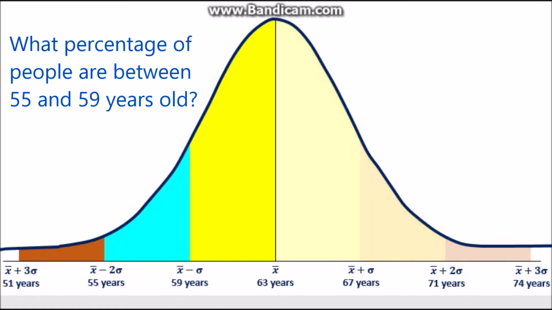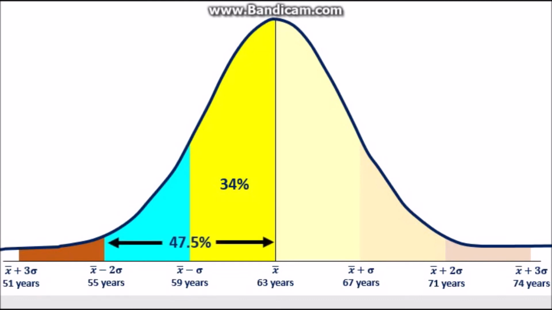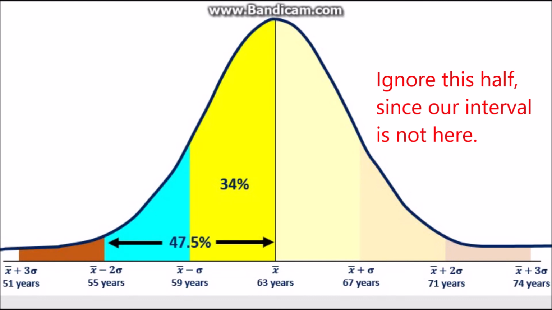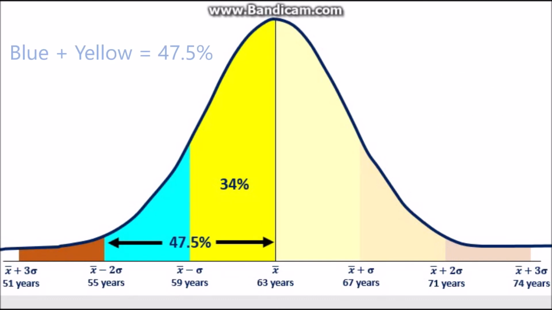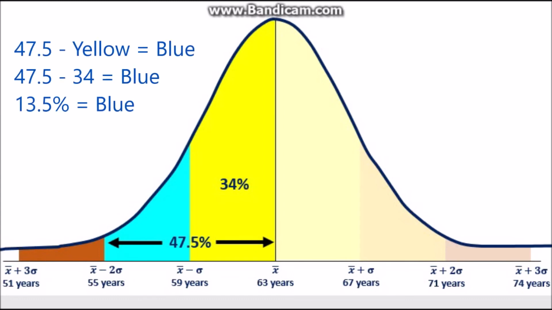Well, we have to recall that the yellow section is 34%, and that whole highlighted section, the blue and the yellow, is 47.5%. So to solve a problem like this, we can ignore the far half, the greater than mean half, because it's not highlighted. And to find the blue section, if we know that the blue and yellow together is 47.5, we should be able to just subtract the yellow section to determine what our blue section is valued at. And in this case, it ends up being 13.1%.